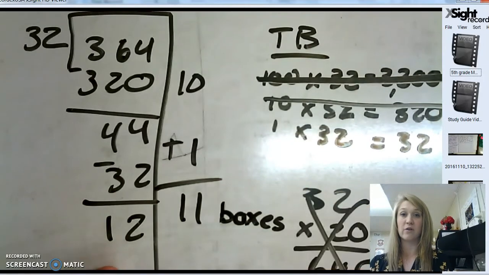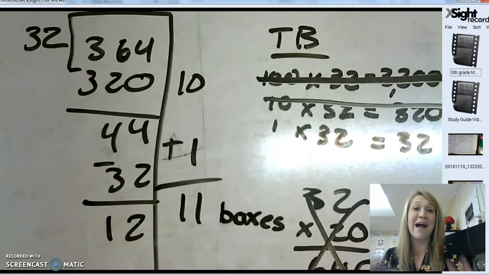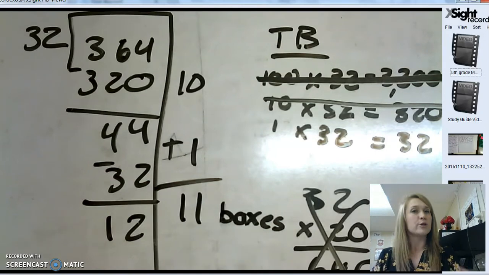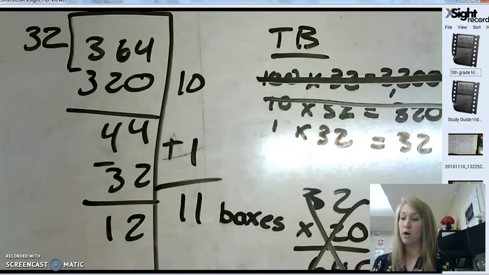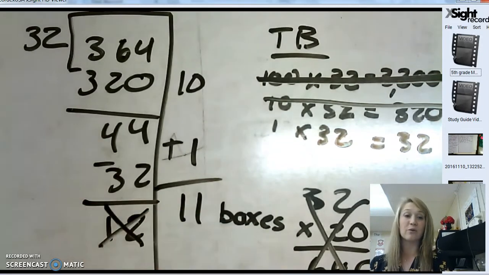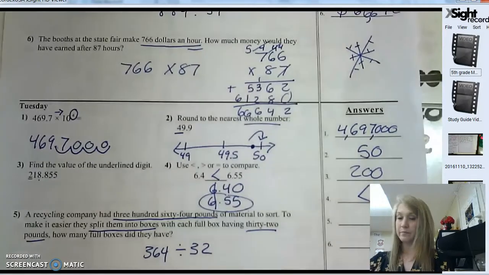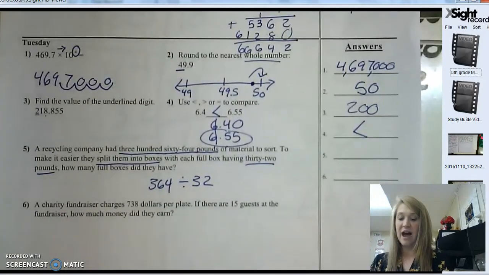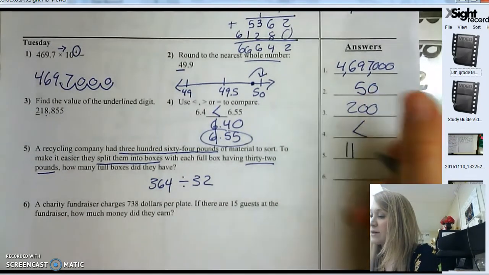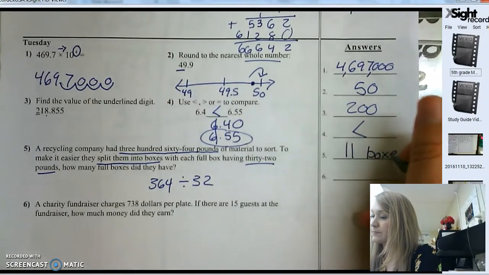What about this 12 left over? That's that extra 12 pounds that I couldn't put into a box. Do I need to know about 12 extra pounds in order to answer the question, how many full boxes? No. So for this problem, I don't need to tell them my remainder. I only need my quotient. So the answer to number 5, how many full boxes did they have, is 11 boxes.